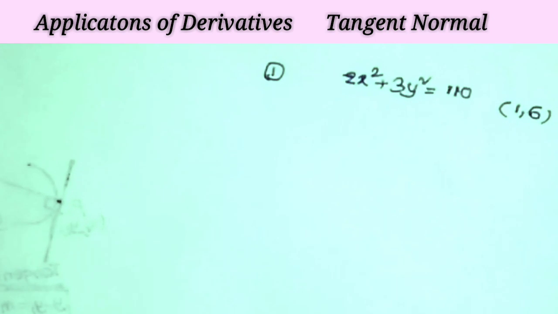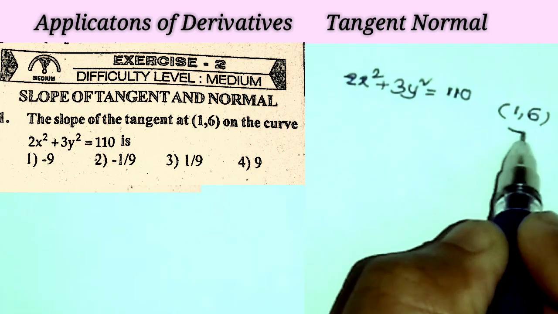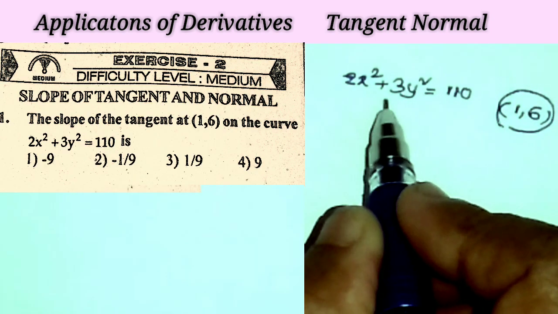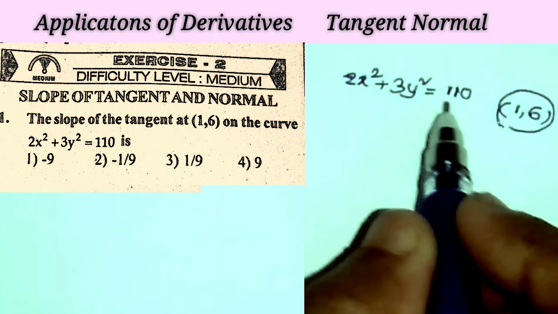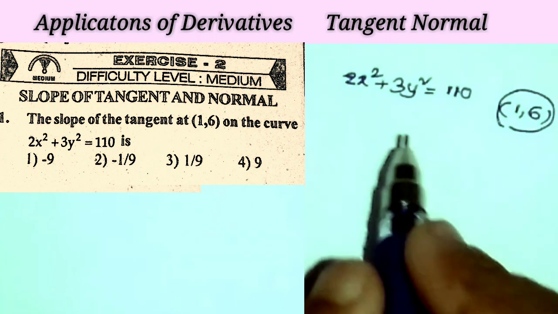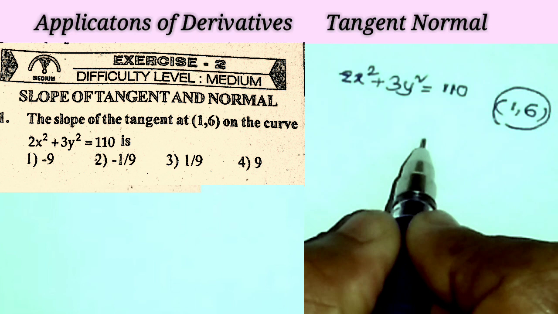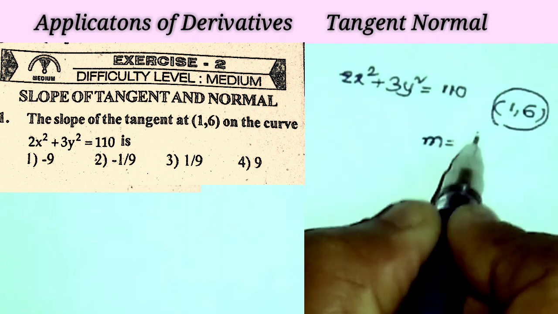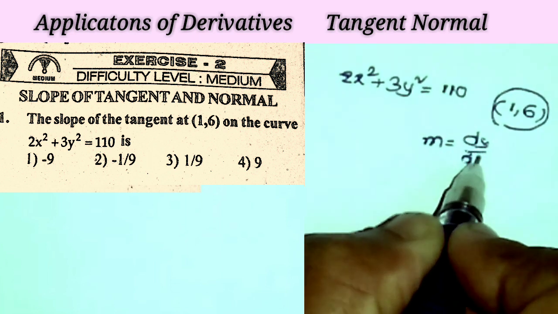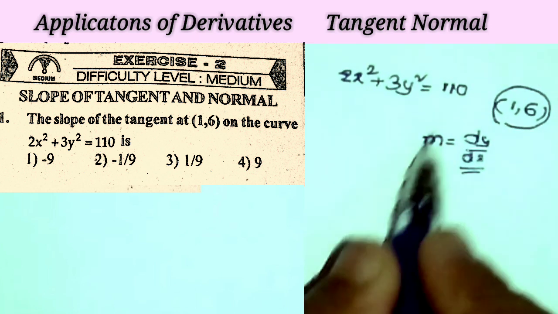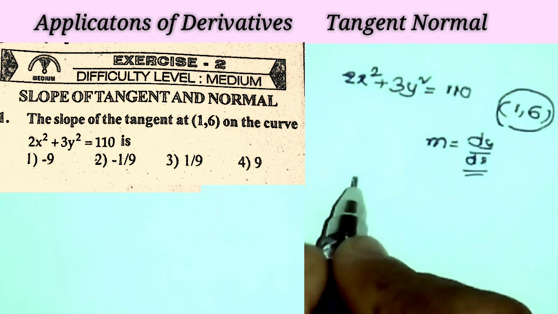The first problem: the slope of the tangent at the point 1 comma 6 to the curve 2x square plus 3y square is equal to 110. What is the given question? Slope of the tangent. What is the slope of the tangent formula? m is equal to dy by dx. Already I told you this one. That is just simply doing the derivative.